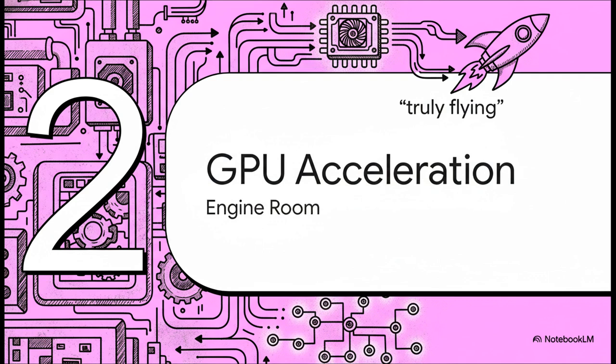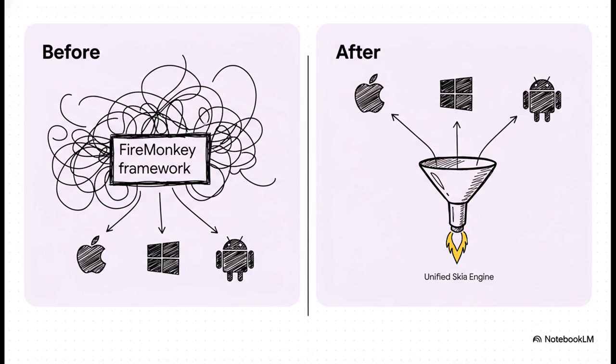Now let's head down to the engine room. If we really want this app to fly, we have to talk about the GPU and a total game changer in how graphics get drawn on the screen. So, the old way of doing things involved using different graphics backends for different platforms. It worked, but it was complex and could lead to weird inconsistencies. The new way? It unifies everything under one single, massively optimized engine, Google's Skia graphics library.